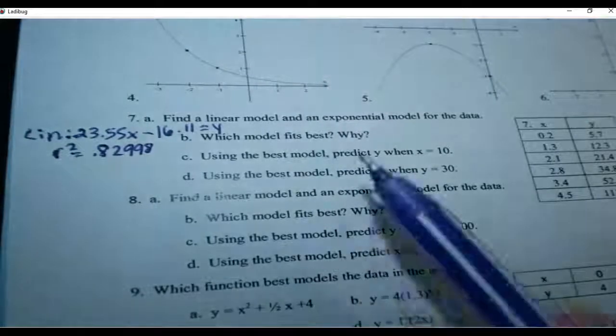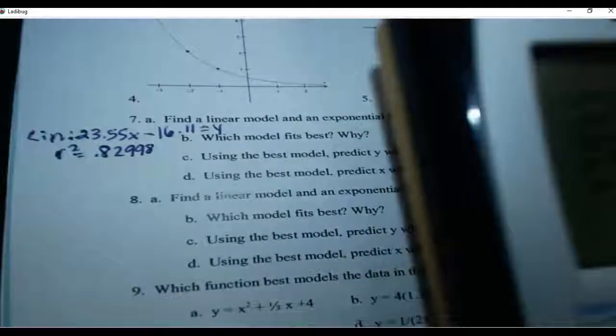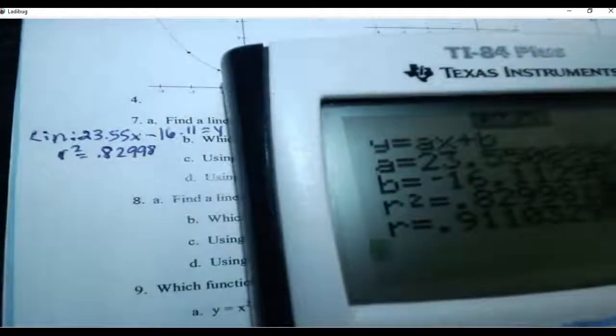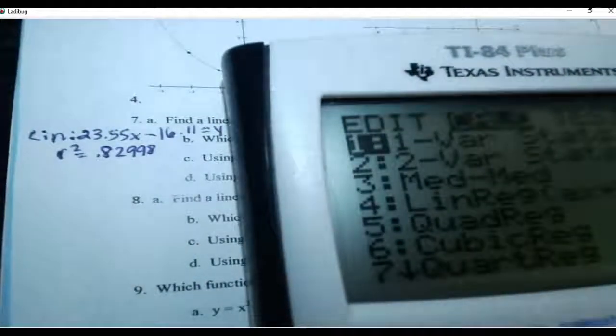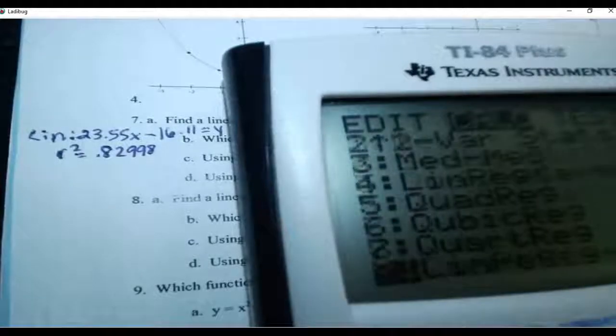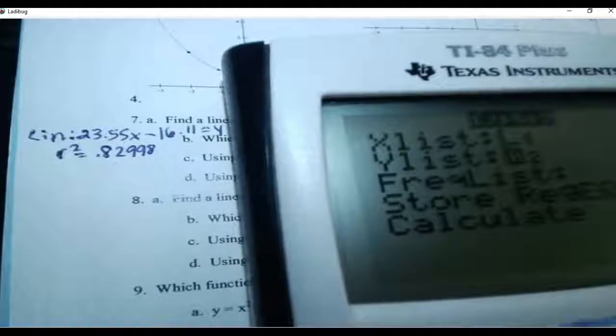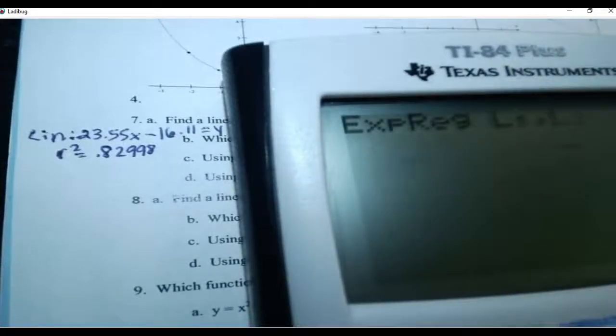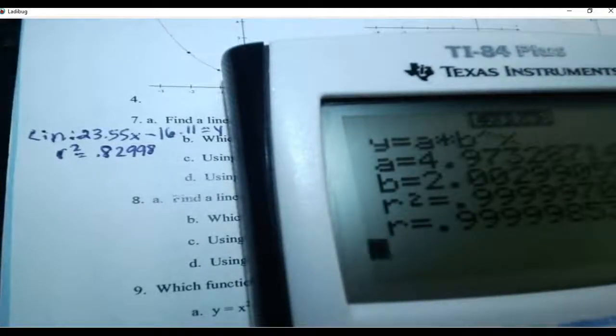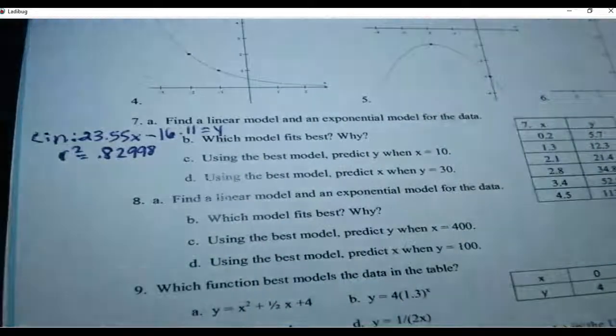Okay, so then we also want to find an exponential model. So we can go back to stat, over to calc. Exponential is what we were doing last unit, so we want to use number 0. Enter, enter, enter, enter, enter. And so we get this. So 4.97 times 2 to the x, and then our r squared is 0.9999, etc.